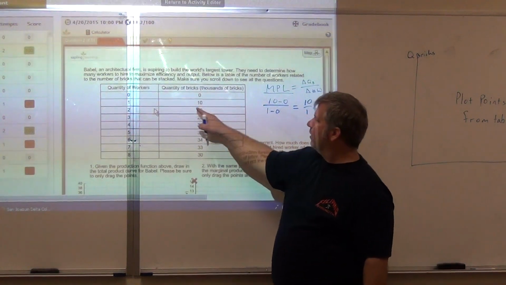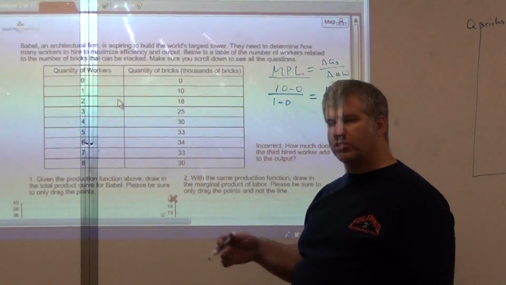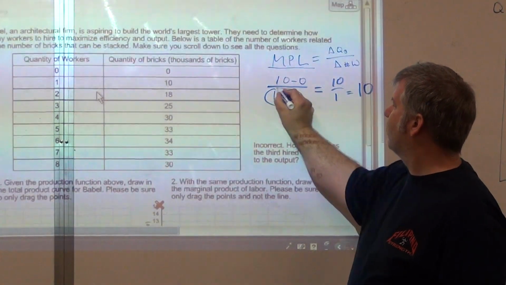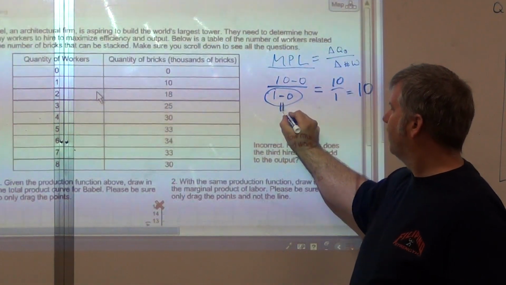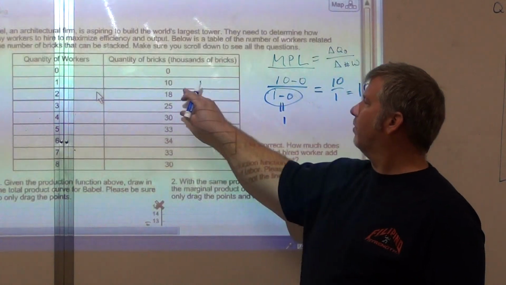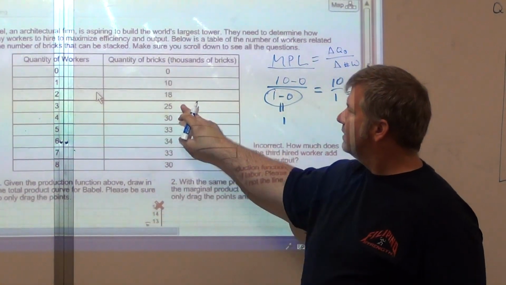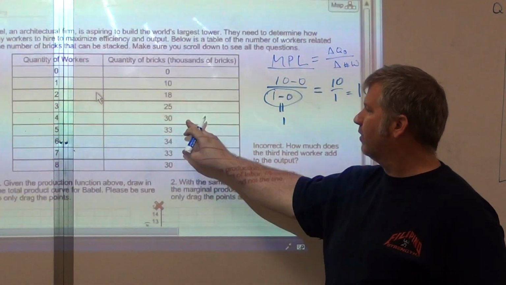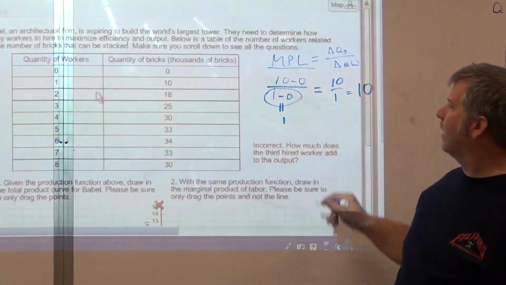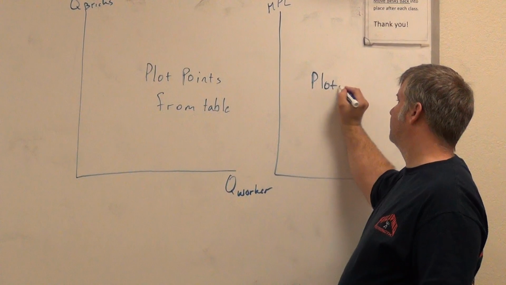We do the second worker. Well, if you notice, it's 0, 1, 2, 3, all the way down to 8 workers. It's discrete, right? We don't have to do any calculation. This is always going to be 1 in our problem. So what all we really need to do is see the change between 2 points. So from 0 to 10 is 10. From 10 to 18, from 18 to 25, 25 to 30, 30 to 33, all the way down the line. Once you calculate your marginal products of labor, you're going to plot the points.